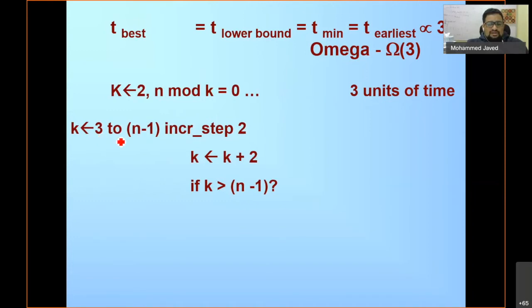Now in this particular case, the worst case would happen when k would go from 3 to n minus 1 in steps of 2. So what is the computing time here? The computing time here is k equal to k plus 2, and if k is greater than n minus 1, right? This would take 3 units of time, and how many times would this be executed? This would be executed n minus 3 divided by 2 times.